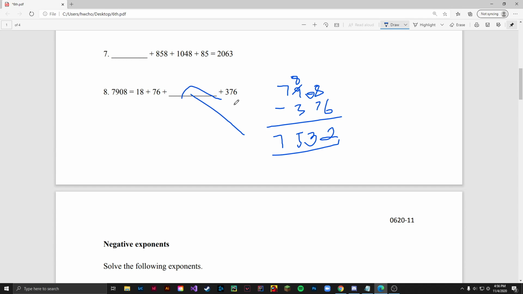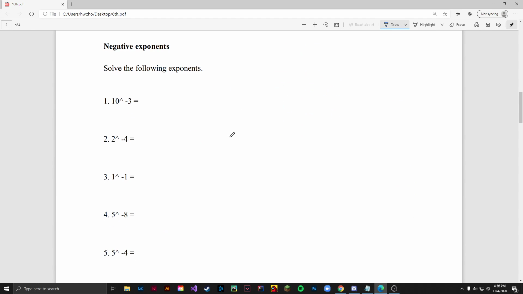What else here? Super simple. Solve the following exponents. So 10 to the negative third. Anything to the negative exponent, so 10 to the negative third is equal to 1 over 10 to the third. And if we solve this out, it's going to be 1 over 1,000. That's going to be our answer.